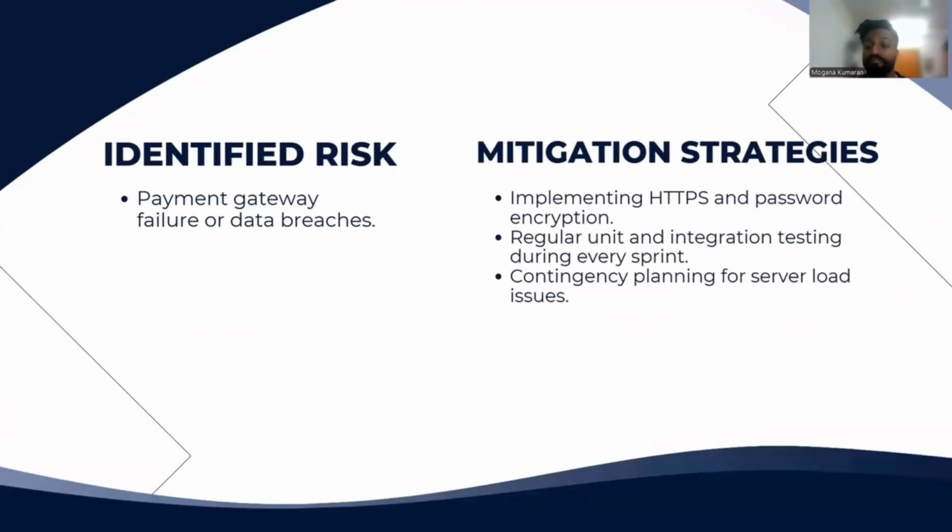Okay, the identified risks are payment gateway failure or data breaches, and the mitigation strategies are implementing HTTPS and password encryption, and then regular unit and integration testing during every sprint. Third one is contingency planning for server load issues. That's all from me. Thank you.